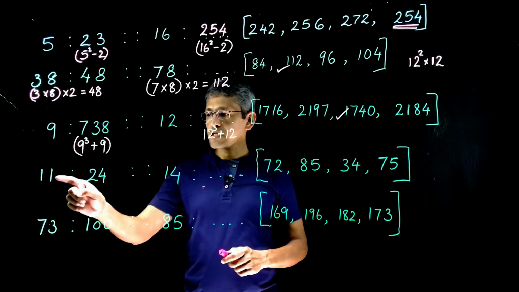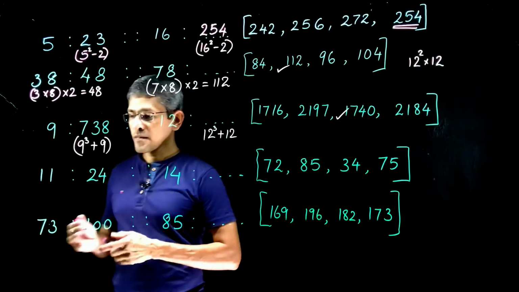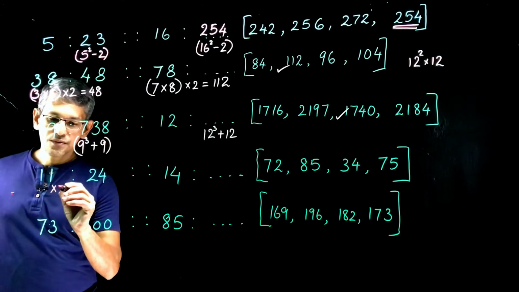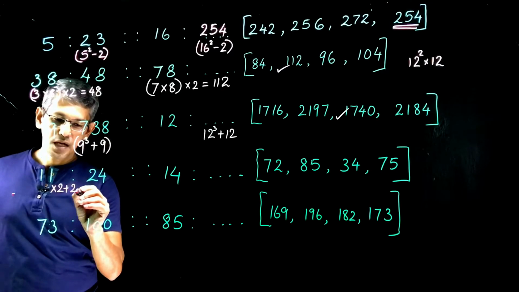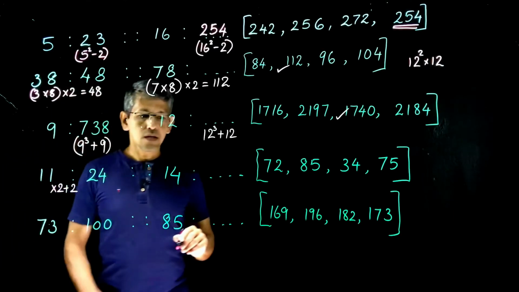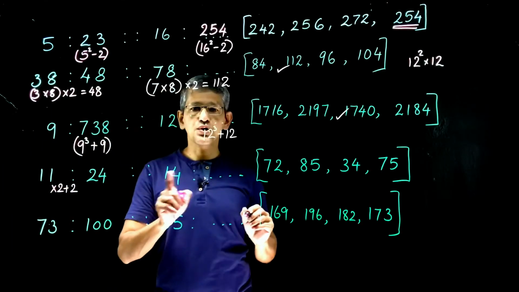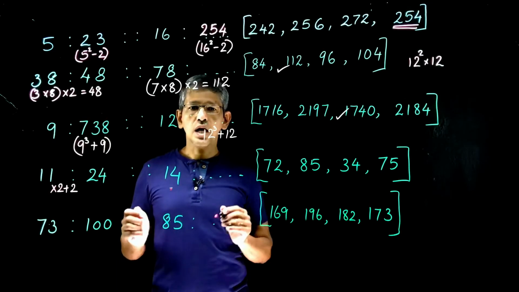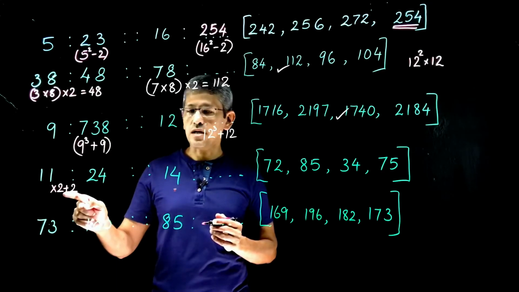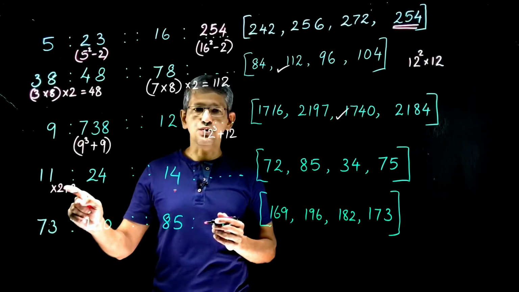So ultimately, this is 11 into 2 plus 2. That is 24. Same way here, 14 into 2 doesn't work out. Now we have the question, why is this 2 here? Why is this 11 multiplied by 2? Any particular reason?